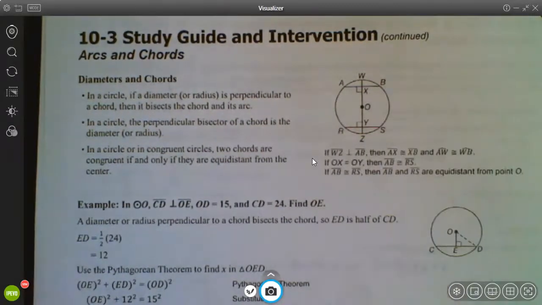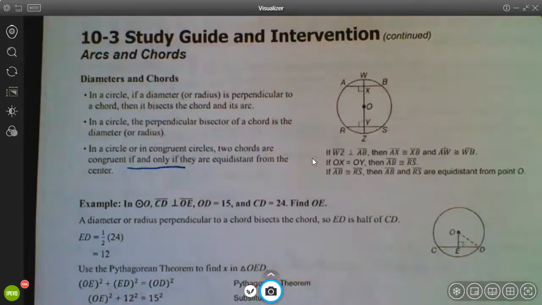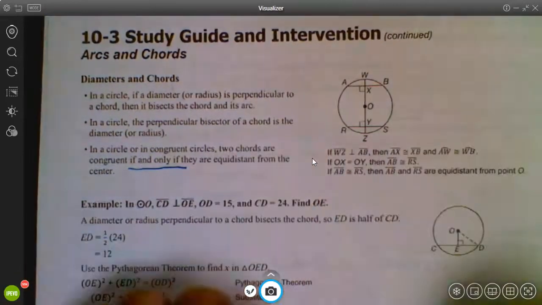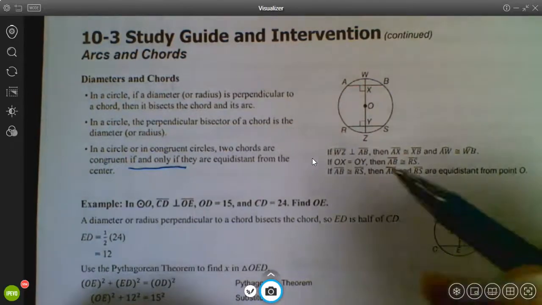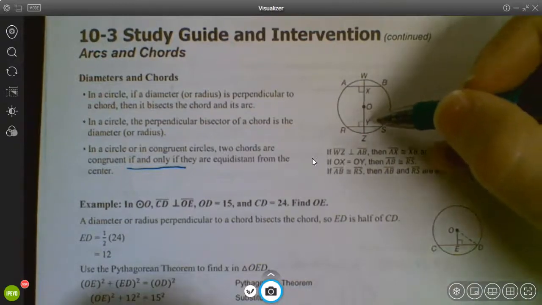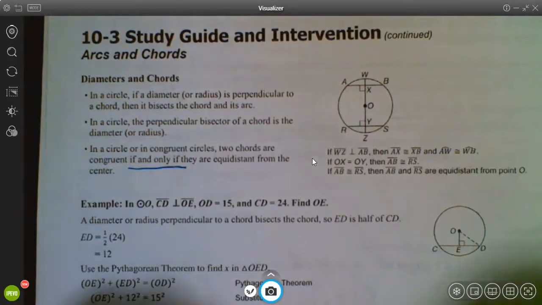Guys, the opposite of that is also true. Or I should say the converse. Because of this little phrase right here, what they're telling us is that the converse is also true. If RS is congruent to AB, well, then they're the same distance from the center. So if you know that RS is congruent to AB, then you're allowed to say, well, then YO is congruent to XO. So we're allowed to kind of come at it from both ways. Let's look at a couple examples.